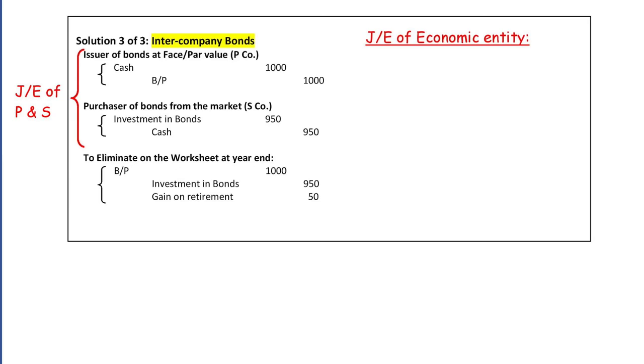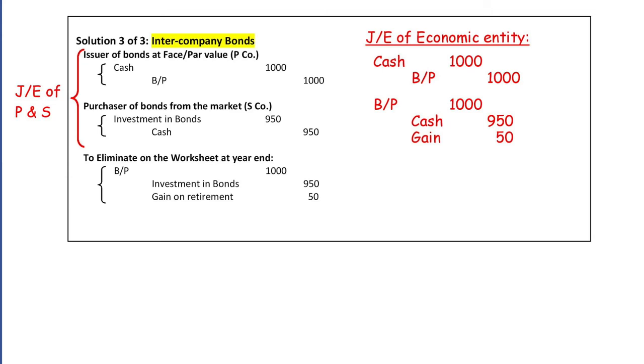The first journal entry would have been the same: cash debit $1,000, bonds payable credit $1,000. And also write the second journal entry, which should have been bonds payable debit $1,000 because they're no longer outstanding. Cash credit $950, they've been bought back for $950, and write gain $50. There's a gain on the repurchase on retirement of $50.